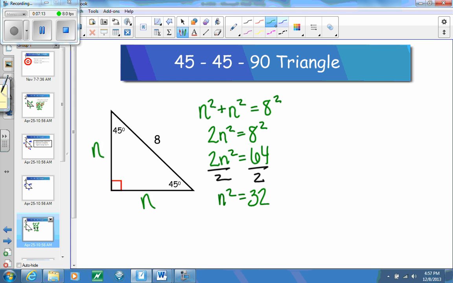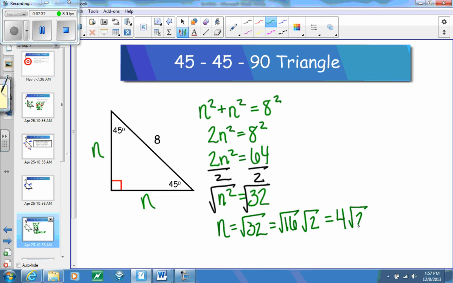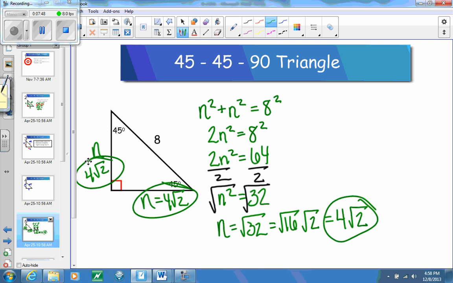Now with this problem, I'm trying to solve for n because that's my two side lengths. So how I can do that is getting rid of that square. I can take the square root of both sides. Now I get n is equal to the square root of 32. The square root of 32, we can break that up into the square root of 16 times the square root of 2. Square root of 16 is 4, and so I get 4 square roots of 2. This length right here is what's going to be our two side lengths. And it's the same thing that we came up with in the previous problem that we were working with.